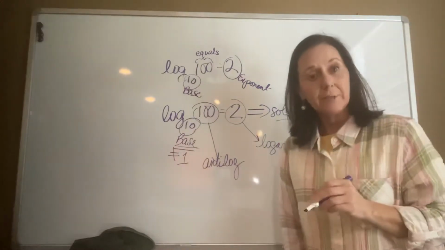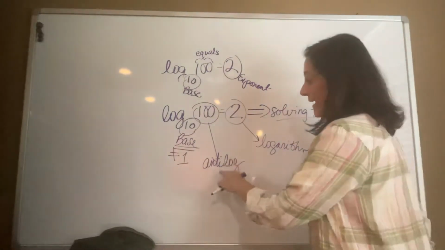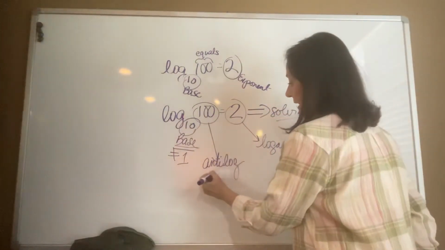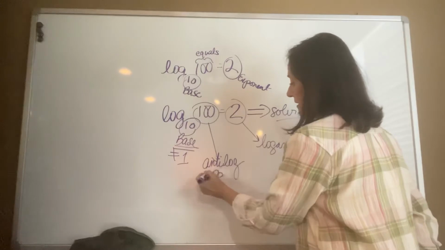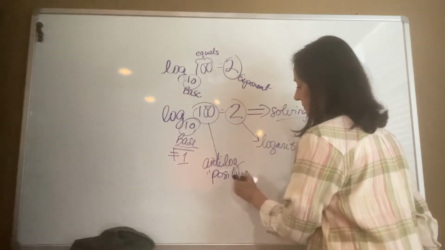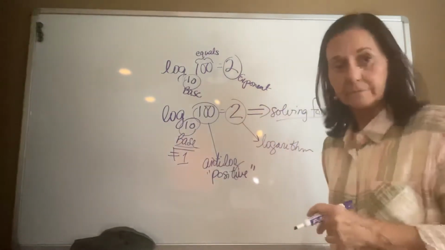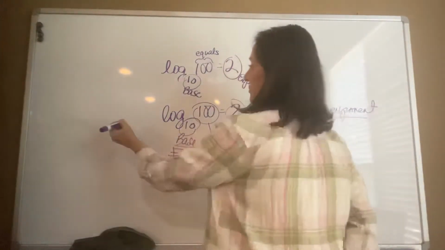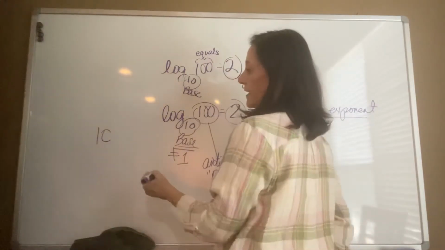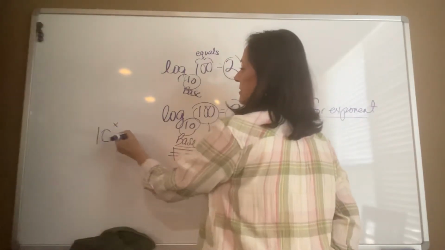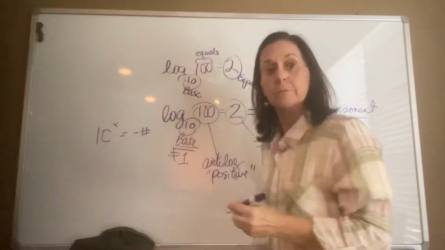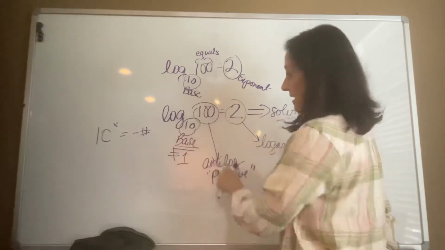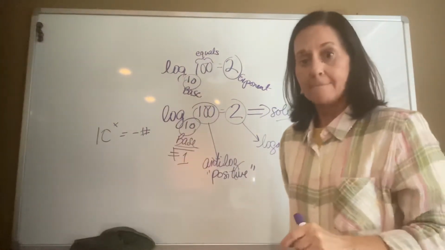Also, it's important to note that your antilog must always be a positive value. I could never raise 10 to any value such that it will equal a negative number. And that negative number here is in the place of your antilogarithm.